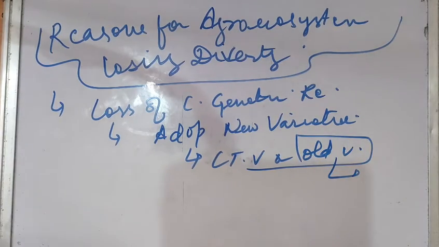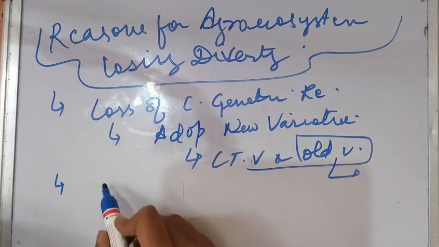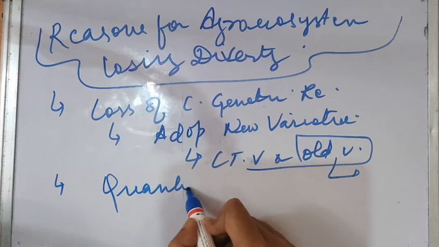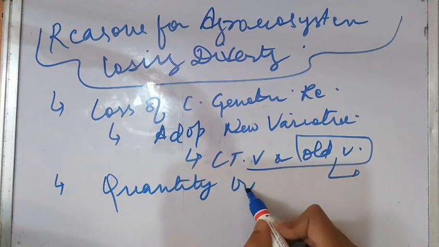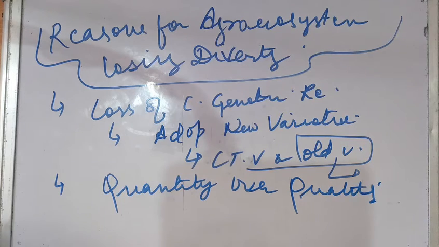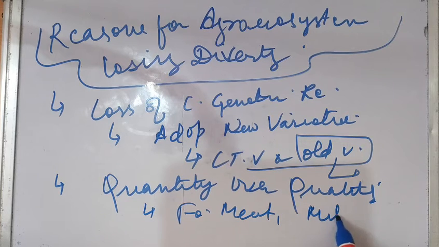Moving next, there are many concerns relating to quantity over quality. What does this mean? You have got to know about meat, milk. In traditional varieties, the quantity is less.